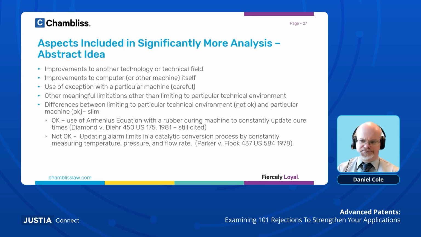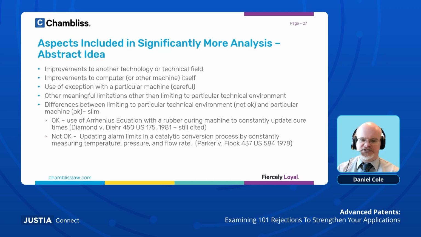For abstract idea, make sure that you can explain that you have improvements to another technology or technical field. Say what the improvements to a computer or other machine itself are. You're making the computer run faster. You're making the computer less error prone. Use of exception with a particular machine. Be careful here. You want to make sure that you're not just limiting the thing to a particular environment. Okay, the machine has to be tied up integrally with your claims. The differences here are slim, but we're lawyers. We hair split. This is what we do.